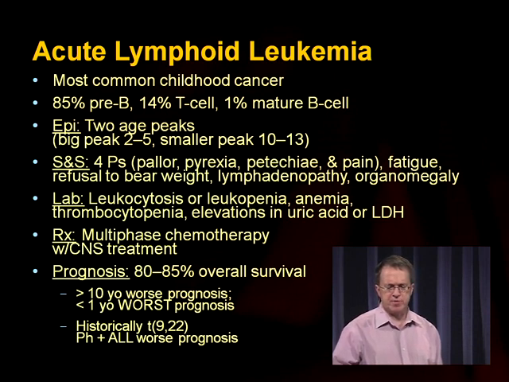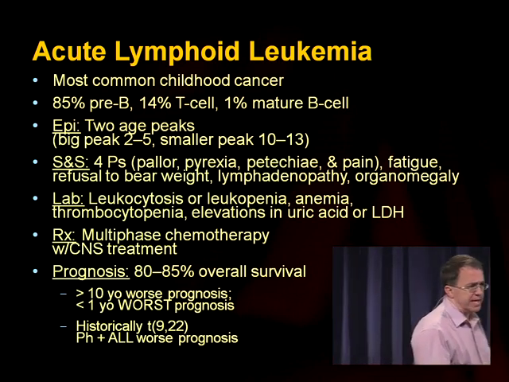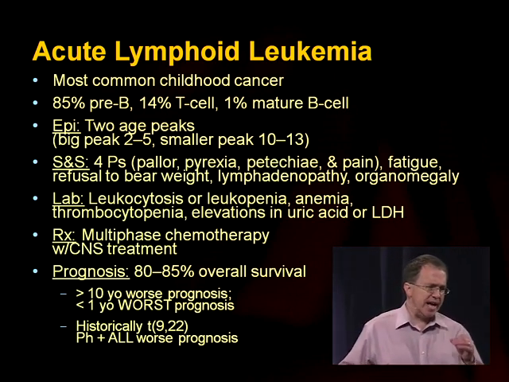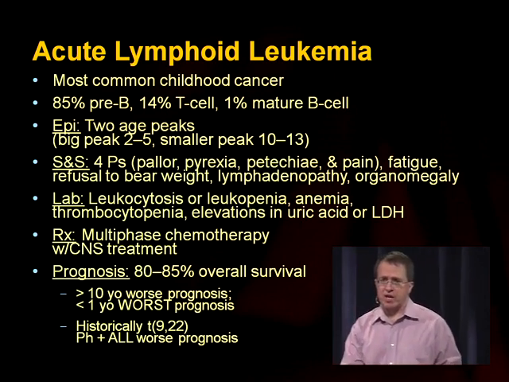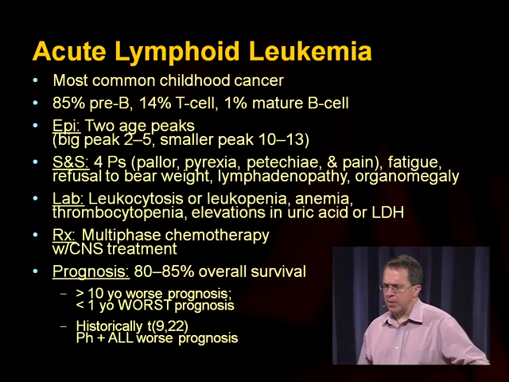Some signs and symptoms you might want to hang on to as clues in a question. The 4 Ps, as the pathologists call it: pallor, pyrexia, petechiae, and pain. Fatigue, refusal to bear weight. Please, please, please always consider cancer as a potential diagnosis. Consider it in your differential for the refusal to bear weight. Really important both in your test taking and important to you as a clinician as well. Lymphadenopathy, organomegaly can be important. But remember, let's go back.